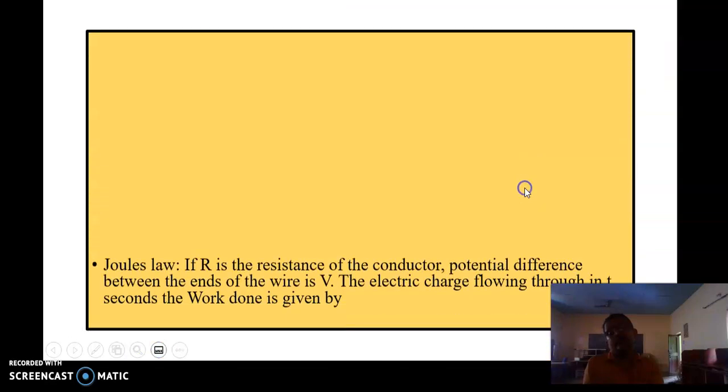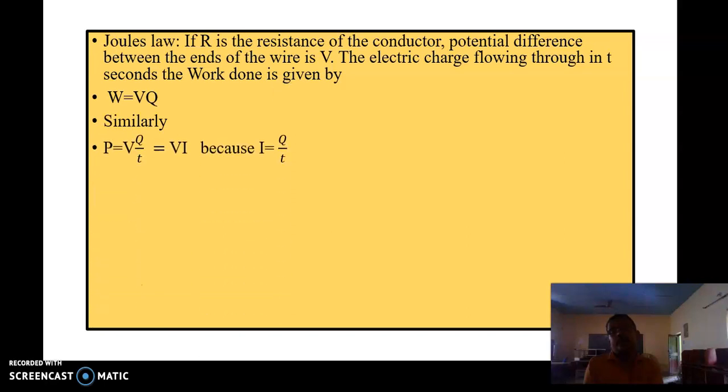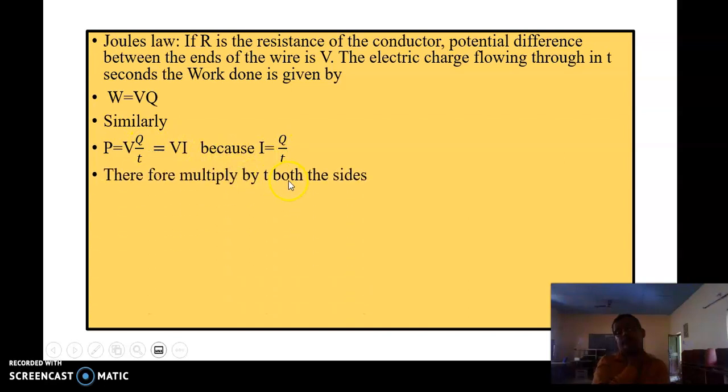Now let us come to Joule's law. If R is the resistance of the conductor and the potential difference between the ends of the wire is V, then the work done by the electric charge Q flowing through it is W equal to VQ. Similarly, we also know that P equal to W by T, which is VQ by T. But Q by T is nothing but current I. So P equal to VI. Now multiplying by T on both sides, we get PT equal to VIT.